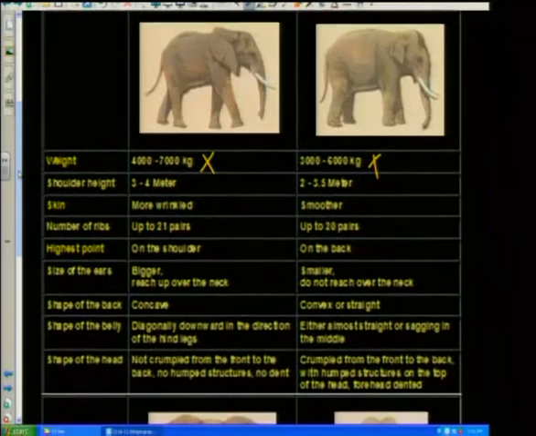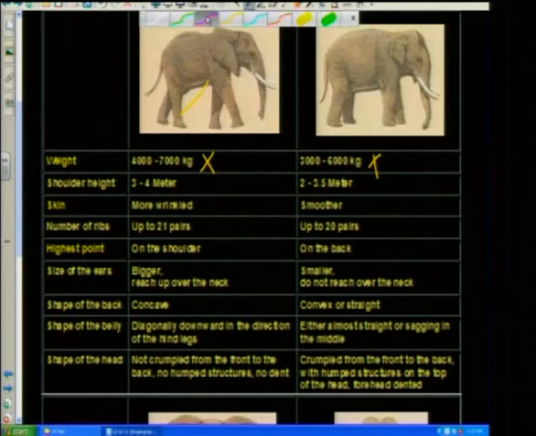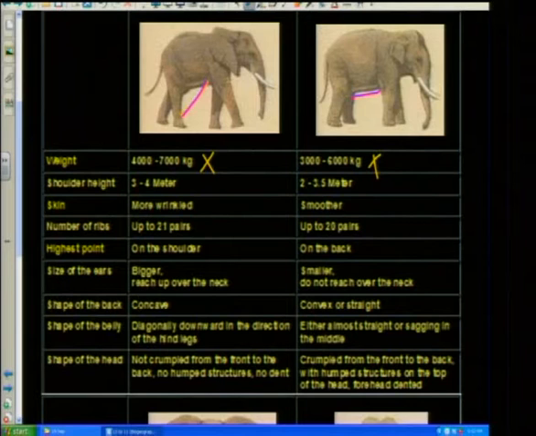If you have a look at it, this one's at an angle down. This one's got a downward angle. This one normally has a flat one. So the whole elephant is a lot smaller.